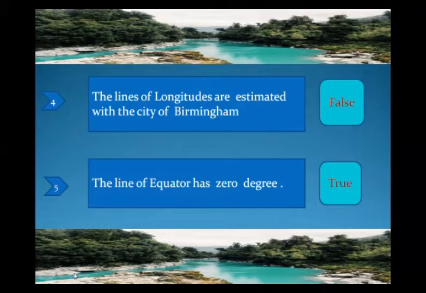And the statement number 5 is the line of equator has 0 degree. This statement is true because the 0 degree line of latitude, which divides the earth into two equal parts, is called equator.